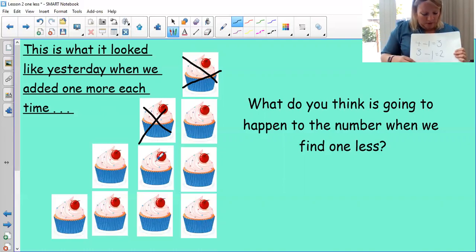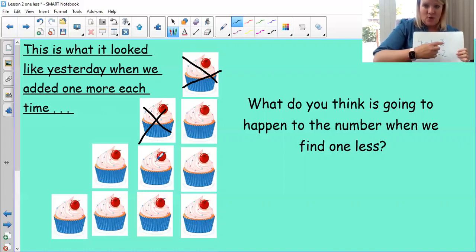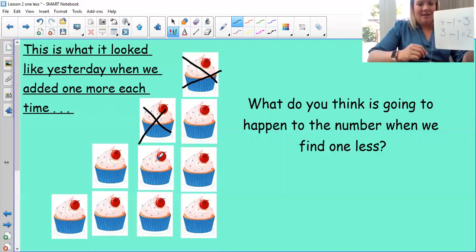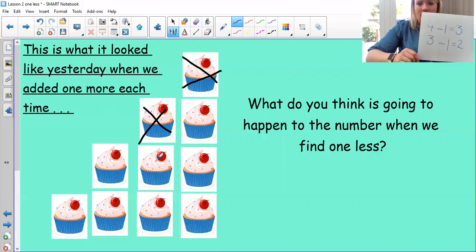So we know, let's have a quick look. You told me that you think the answer gets smaller. Shall we have a quick look? Does it? I've got 4. I take away 1, I've got 3. I've got 3. I take away 1, I've got 2. Is my answer getting smaller each time? Yes, it is. The amount is getting smaller. Fantastic. Great job.